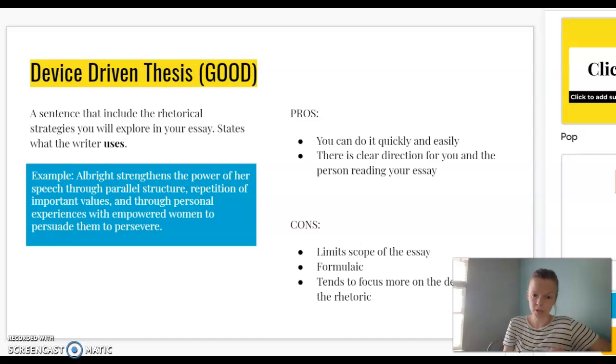Obviously, there's clear direction. We know the first body paragraph is going to be about parallel structure and then have examples. We know the next one's going to be about repetition. So it's very easy. I think it even almost works as a way for you to organize your essay, which is good. Some cons, it can limit the scope, just meaning you kind of miss some of the context. It feels formulaic at times, and it tends to focus more on devices than the rhetoric.